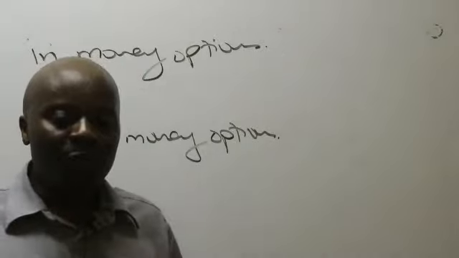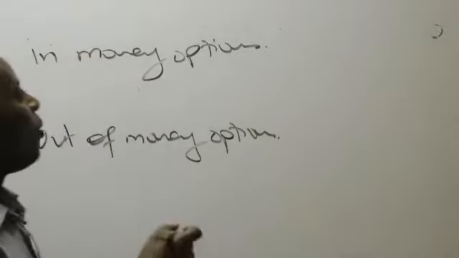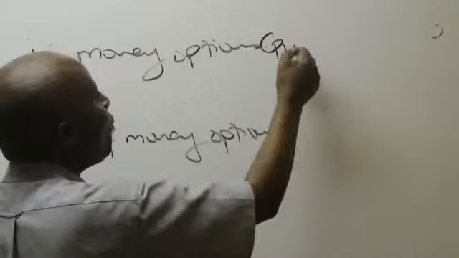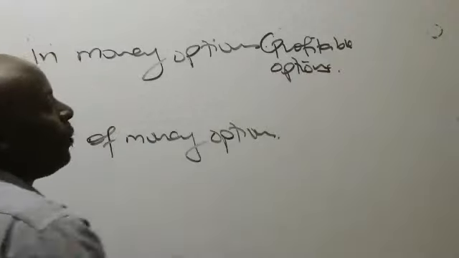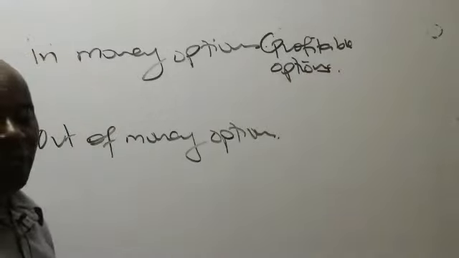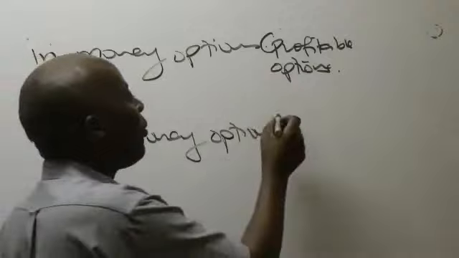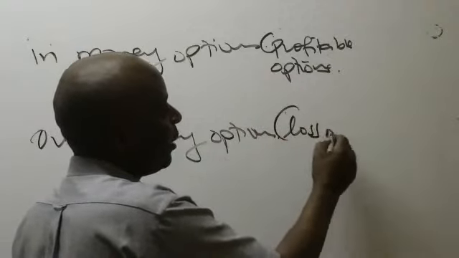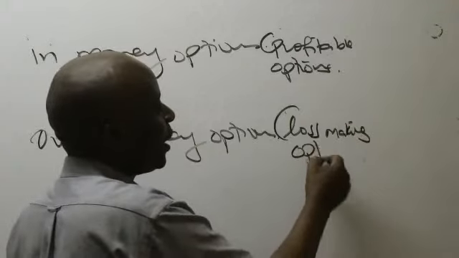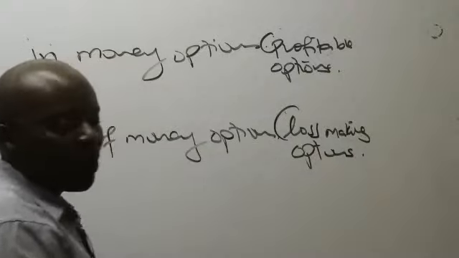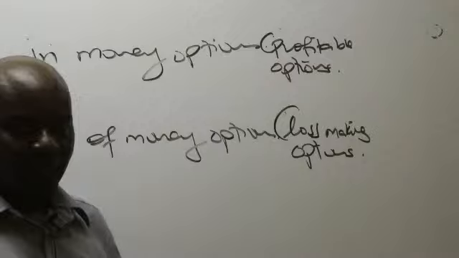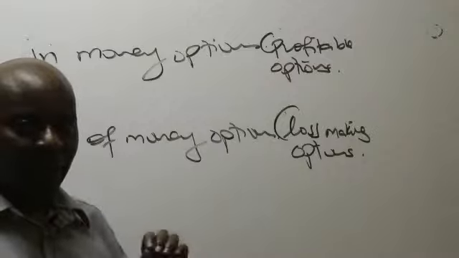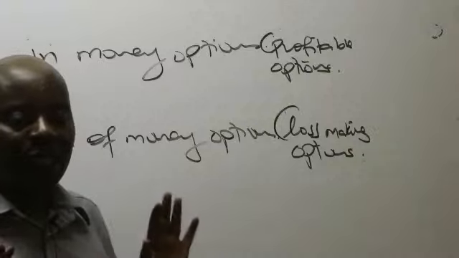Ladies and gentlemen, in money options are options that are profitable. If you exercise them today, you will make a profit. And then out of money options are, of course, loss-making. And therefore, they are never exercisable. You can't exercise them. Remember, an option, you have an alternative. If I feel I'll make a loss, like this one here, then I'll not exercise.